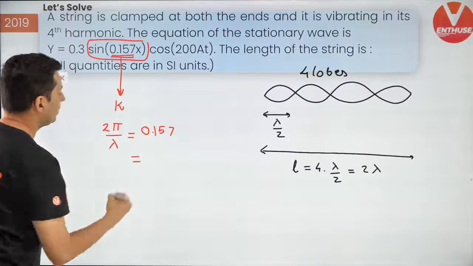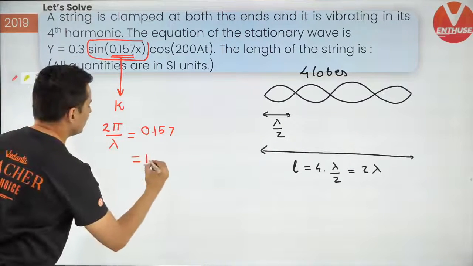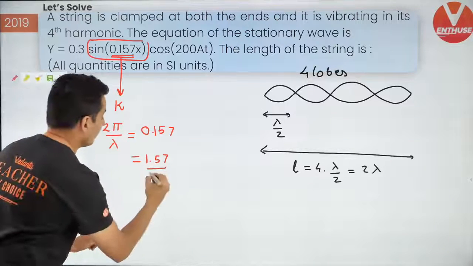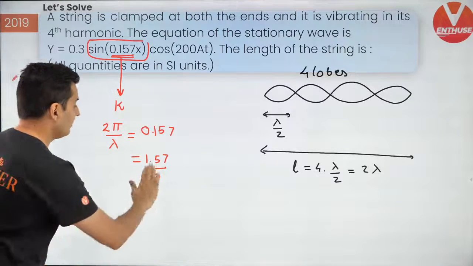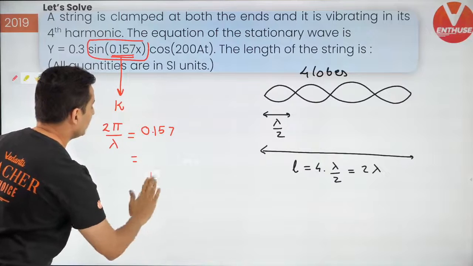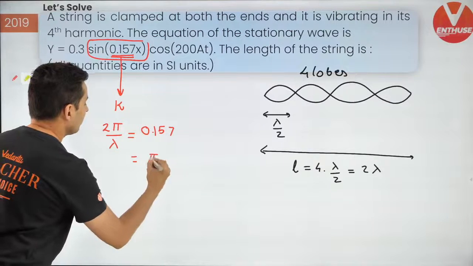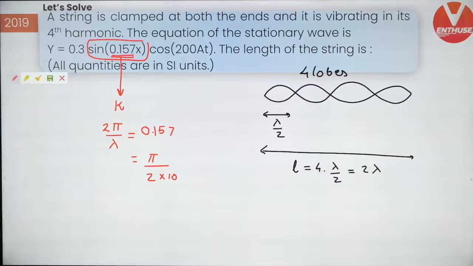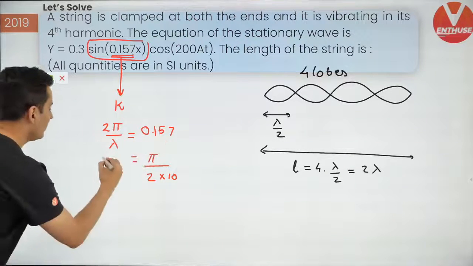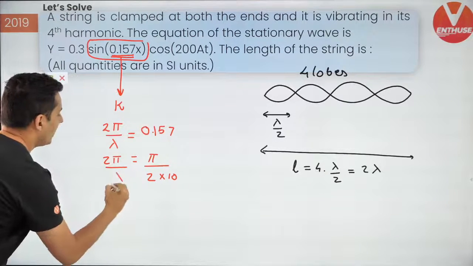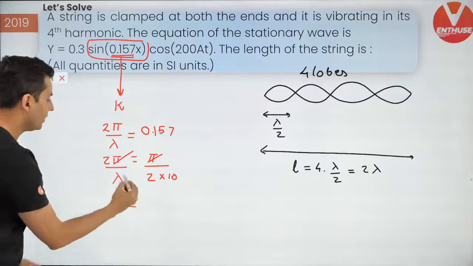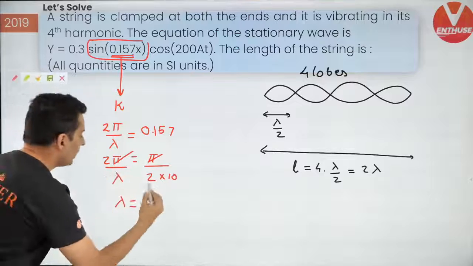0.157. Now 0.157 can be written down as 1.57 by 10. Now 1.57, believe me, is nothing but pi by 2. Yes, it is nothing but pi by 2. So it is pi by 2 into 10. All right. So that is 0.157, and that is 2 pi by lambda again. Therefore lambda will be equal to 2 2s are 4 into 10, 40.